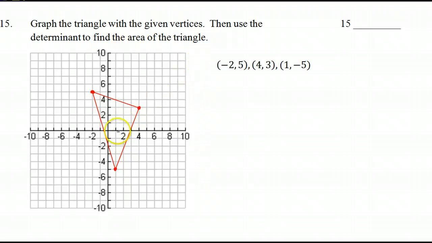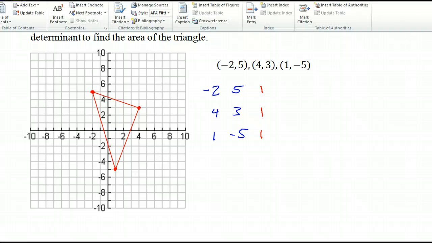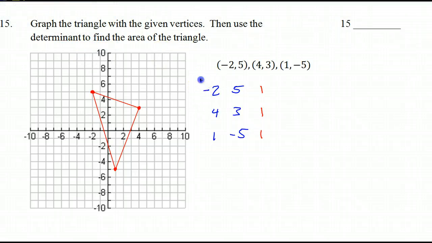In order to find the area of a triangle by using the vertices, it tells you to use the determinant. This is how you do it. You set up a 3x3 matrix using the vertices like so: -2, 5, 4, 3, 1, -5. We will do the third column with ones: 1, 1, 1. Like it says, we're going to use the determinant, so we'll set that up. I'm using straight lines because that means take the determinant.